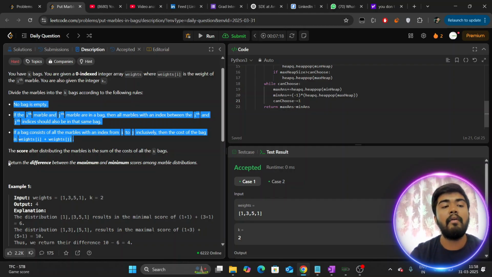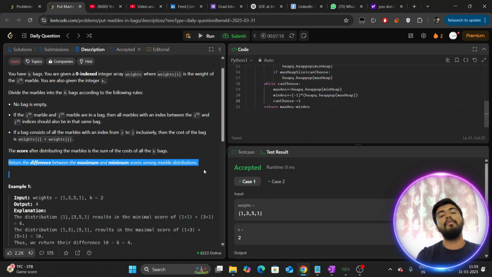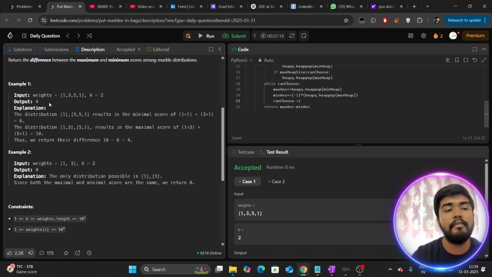And what do you have to finally return? You have to return the difference between the maximum and the minimum scores among the marble distributions. I think the question is very straightforward, and if you iterate through one of the test cases, then you can obviously get the gist.